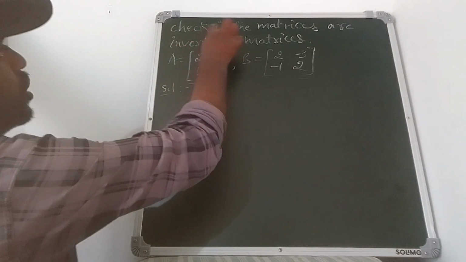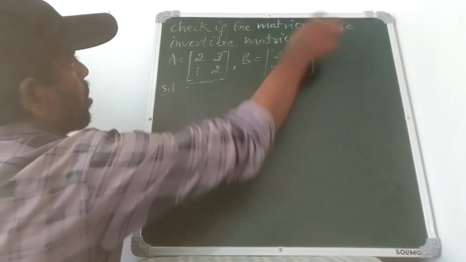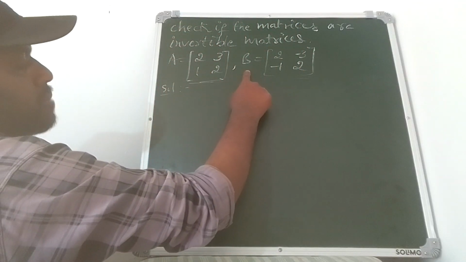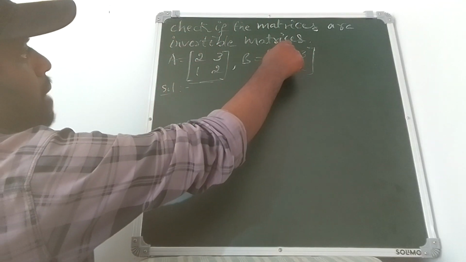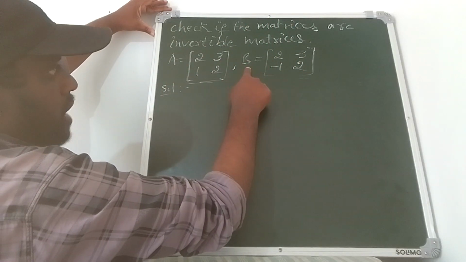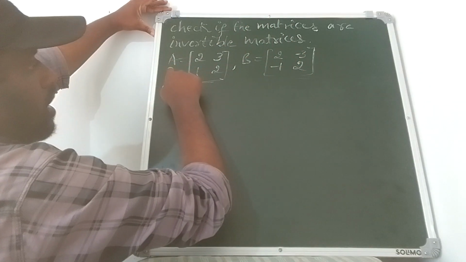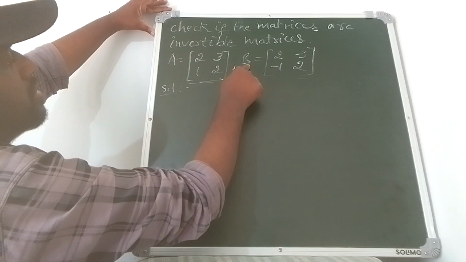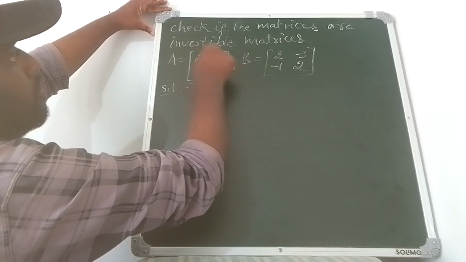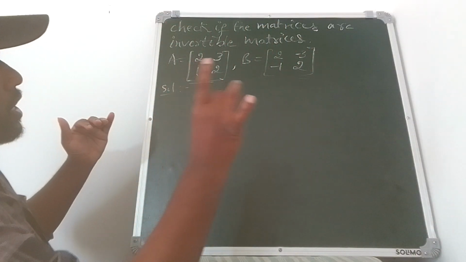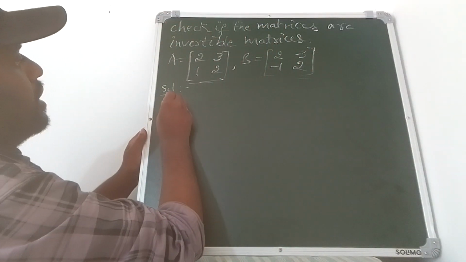Check if the matrices are invertible matrices. So matrix A and matrix B are given. Invertible matrices means A will be the inverse of B and B will be the inverse of A. If that is correct, that time we will call these two matrices A and B as invertible matrices. To check whether they are invertible matrices, first we need to find AB.